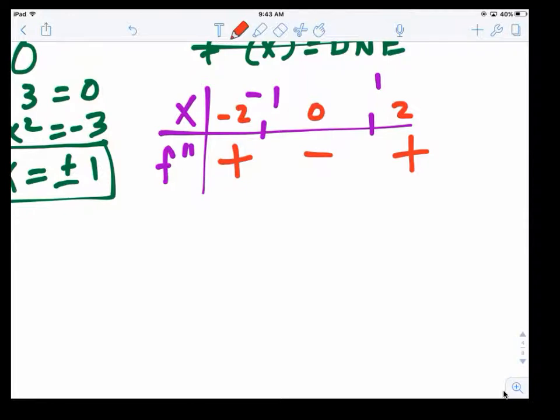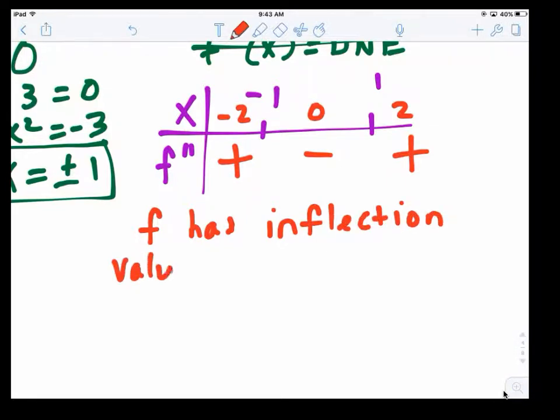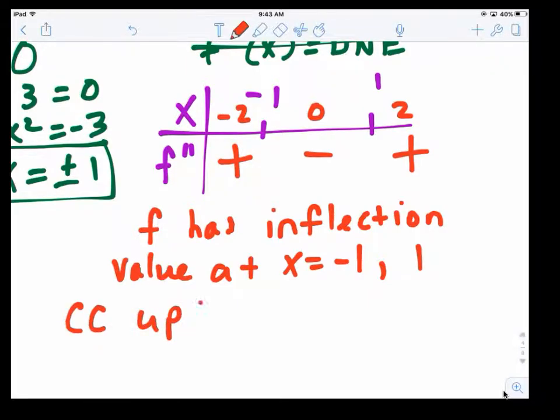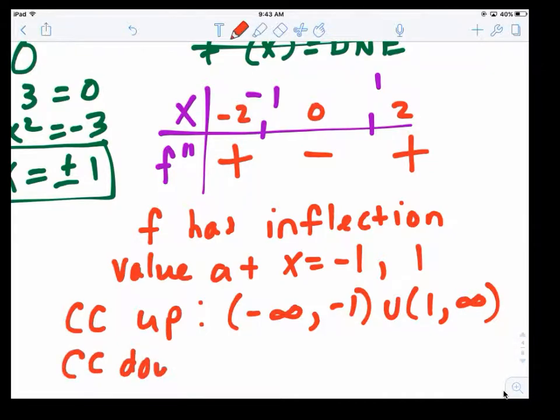Okay, so we have negative 1 and positive 1. And then we are concave up from negative infinity to negative 1 and 1 to infinity. And then concave down from negative 1 to 1. Now, what would your justification be for if you have an inflection value at negative 1? Tell me, what would you write?